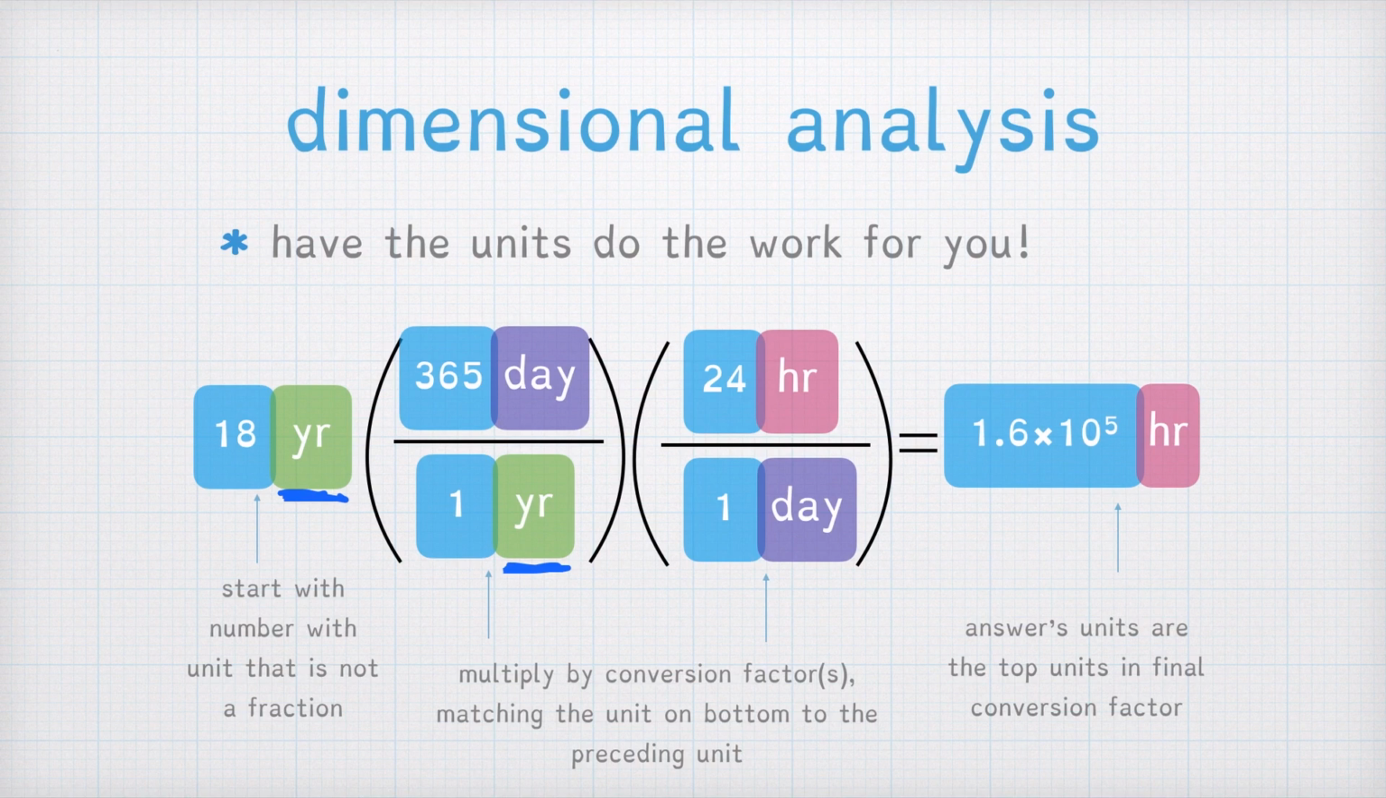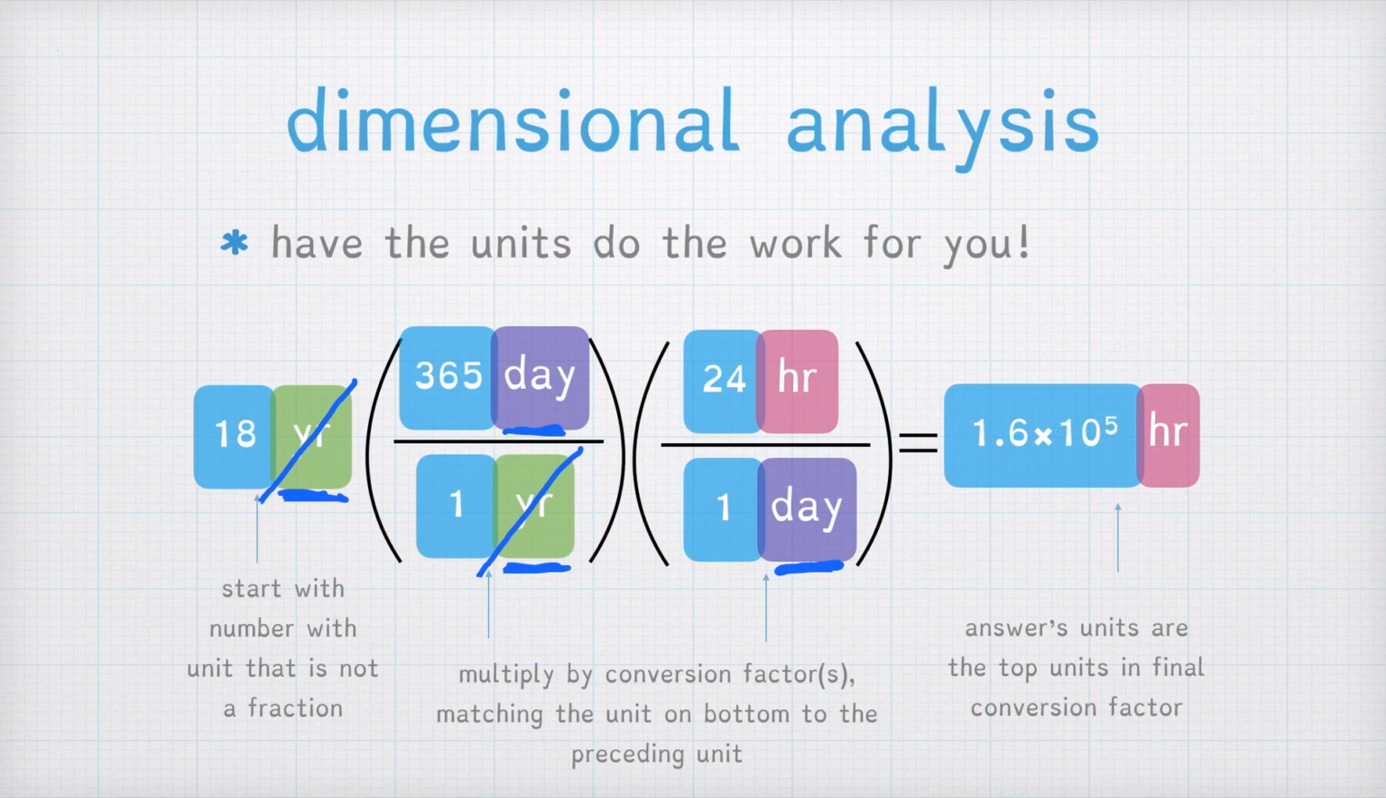So we have years on the bottom and days on the top. And what that accomplishes for us is it means that the years we started with and the years that are on the bottom of the fraction are going to cancel because anything divided by itself equals 1. Now we have days. So those are our current active units, if you think of it that way. And so in the next conversion, we're going to put days on the bottom of the fraction. And this is a way you can start chaining these conversion factors together.